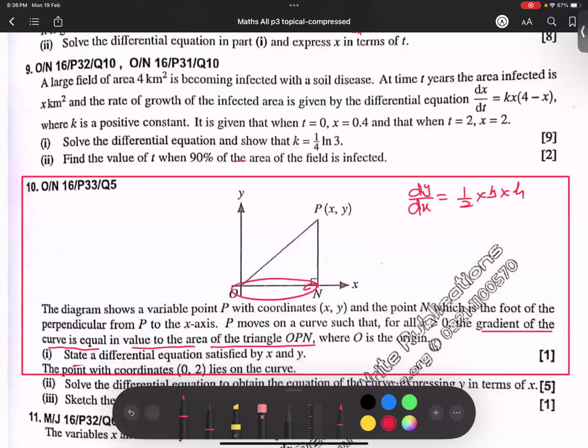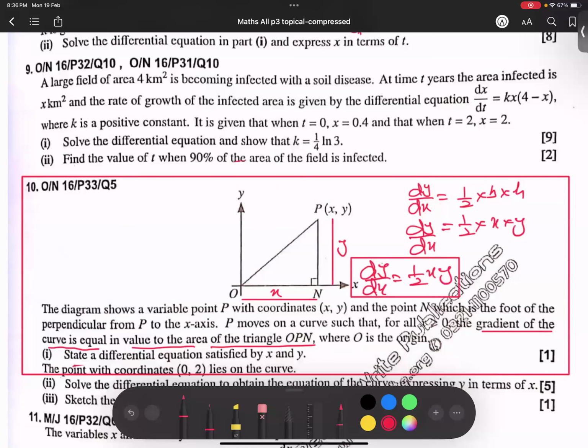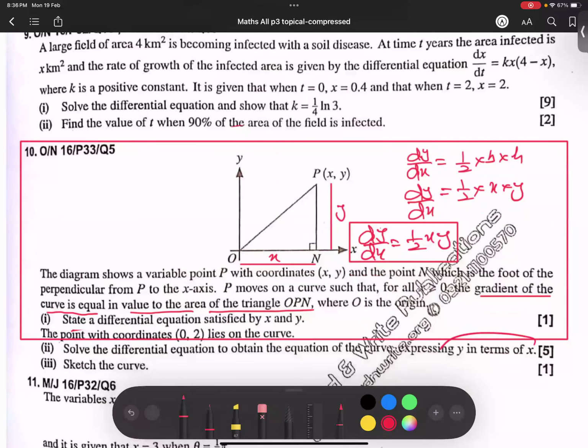For your knowledge, ON and PN, for this, what is X and Y? We can say this gap is X and this gap is Y. So we can write it half into X into Y. So dy over dx, and that's it. Yeah, that's it. Let me read the question again. Triangle OPN. Yes, exactly. So nothing extra after this. This is our final answer. And then he can ask you a further part, you know it very well: make it y in terms of x, and then make y the subject. Okay, after this question, let's go to another question of similar nature, but a little bit complicated.